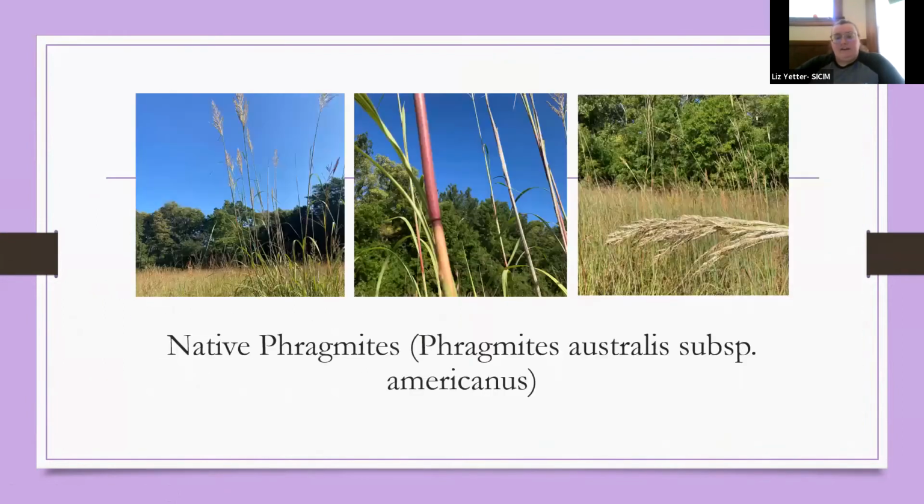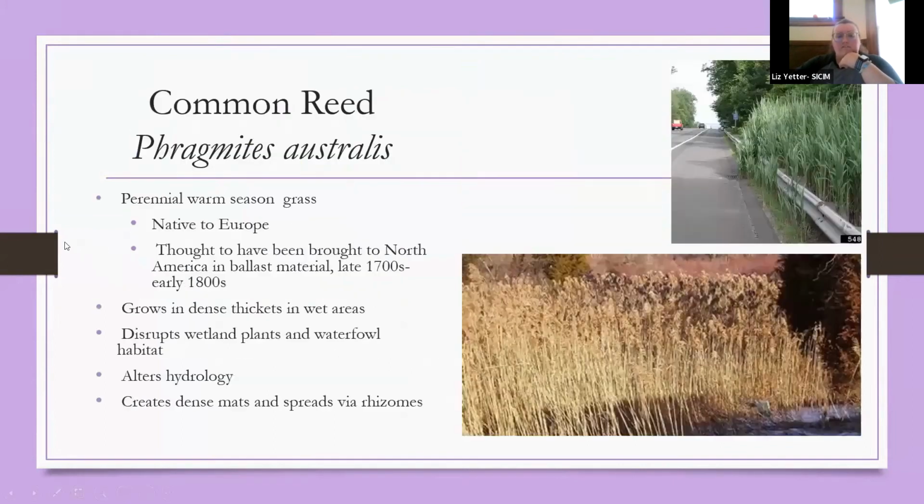We do have a native Phragmites, and these photos are all from southern Indiana. The big difference is its growth habit. See here, this is one clump, and it's in with other warm season grasses. It's got this reddish stem, whereas our invasive one, you can see here, is always going to be in a dense patch. It creates this monoculture.